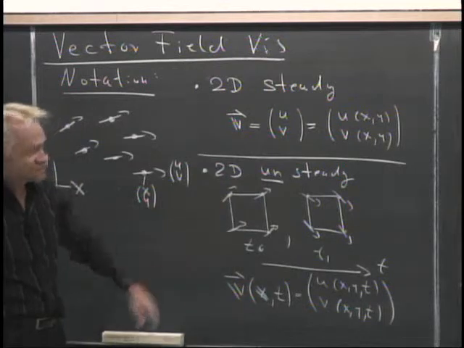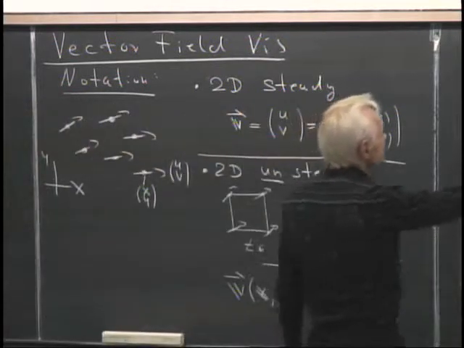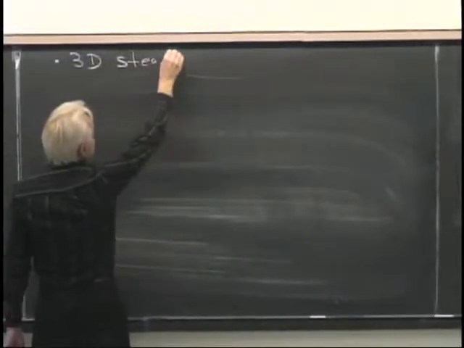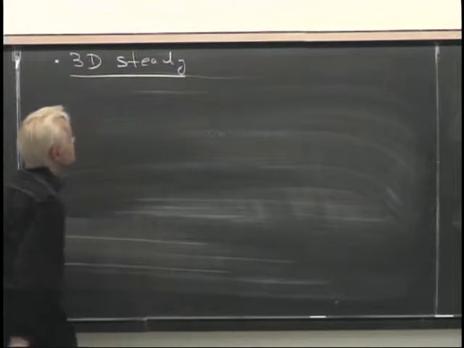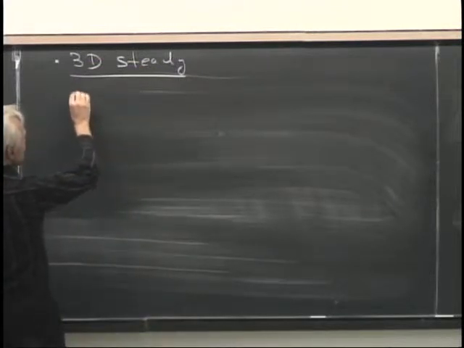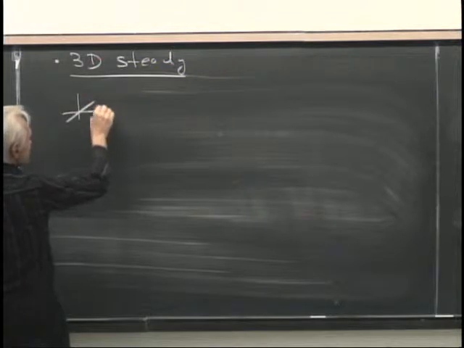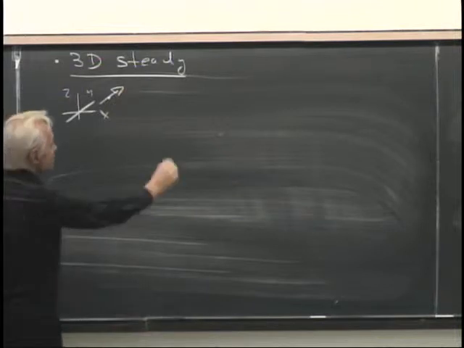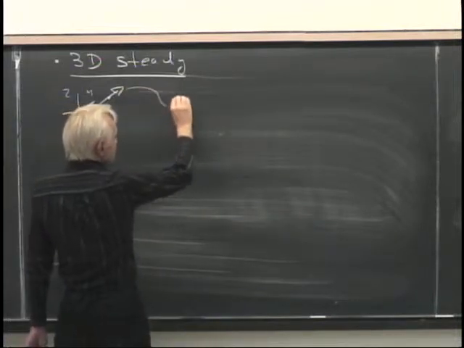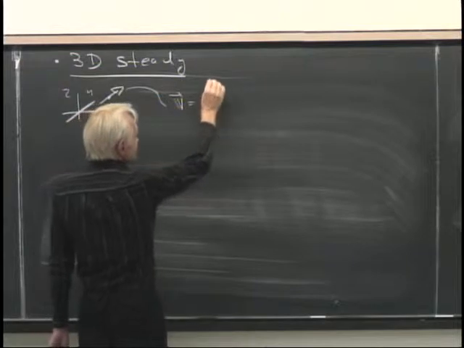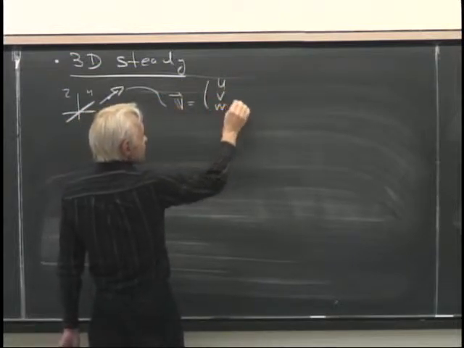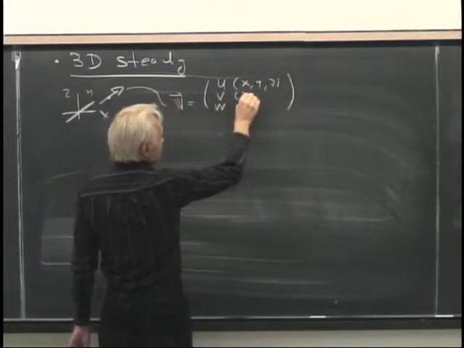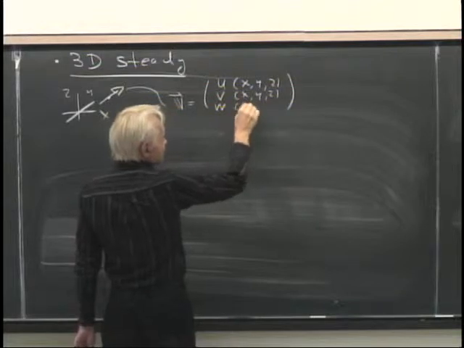If I can play this game in 2D, I can also play it in 3D. So I have 3D steady vector fields, in which case they would simply live in xyz space. Nothing special, so I have a point with a fixed vector, and I would call the vector a function of x, y, and z with now 3 components, u, v, w, depending on x, y, z.